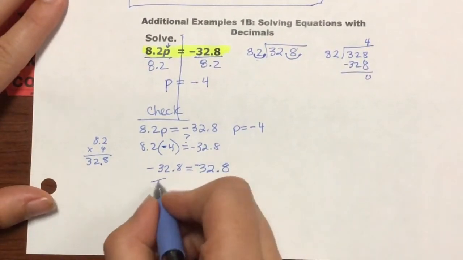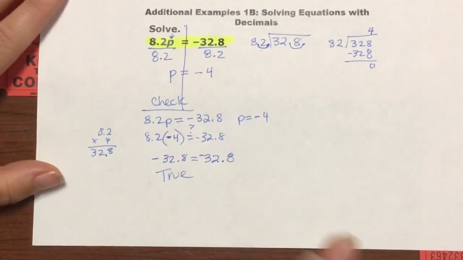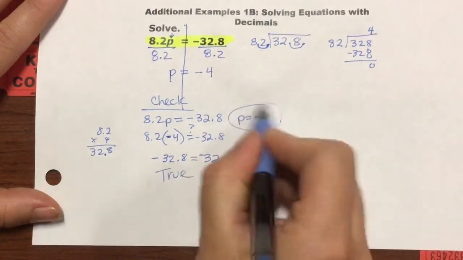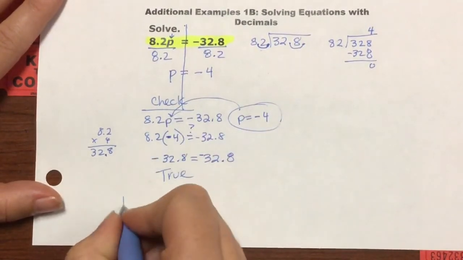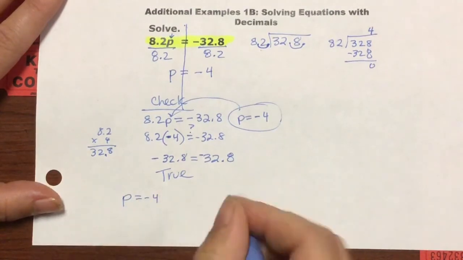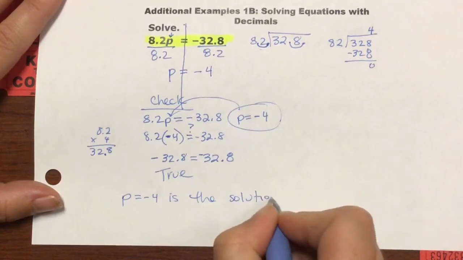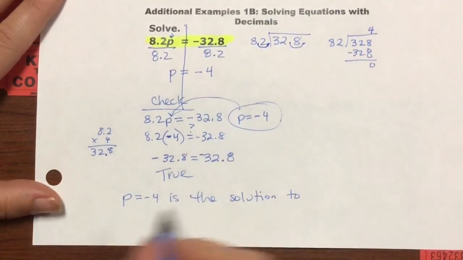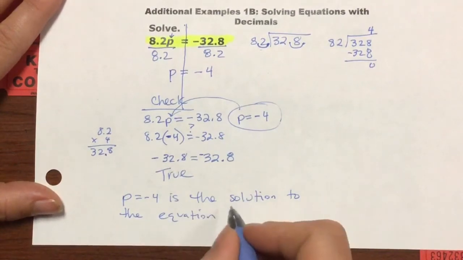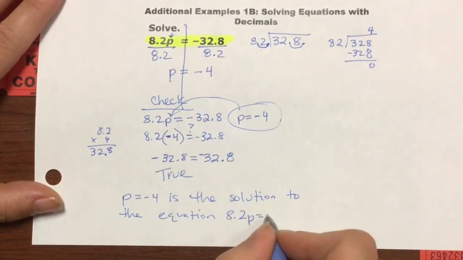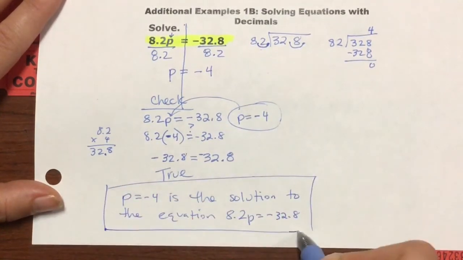So that is a true statement, okay? And what does that mean? Well, that means that the number that I stuck in here for P, which was negative 4, so P equals negative 4 is the solution to the equation 8.2p equals negative 32.8. That's the answer. All right. Woohoo, we did it.